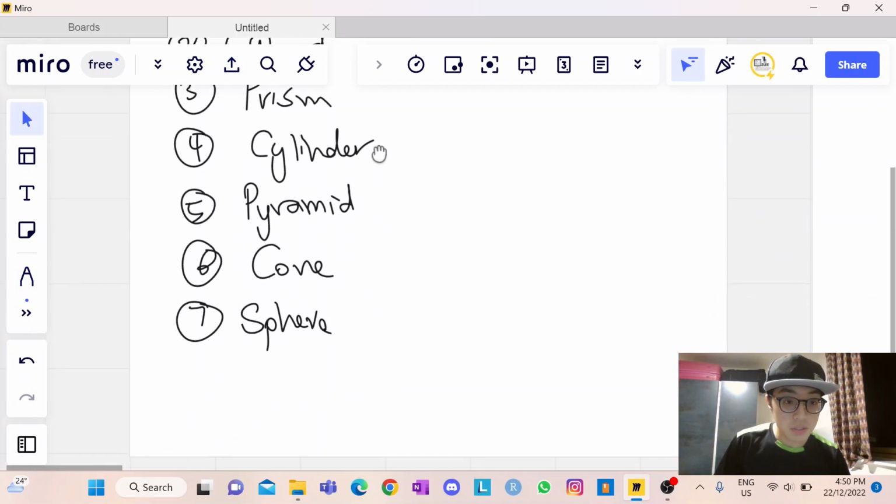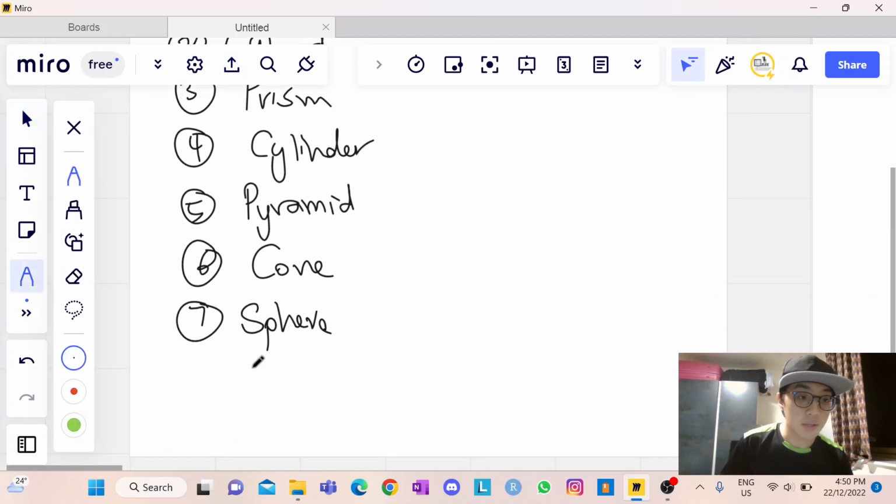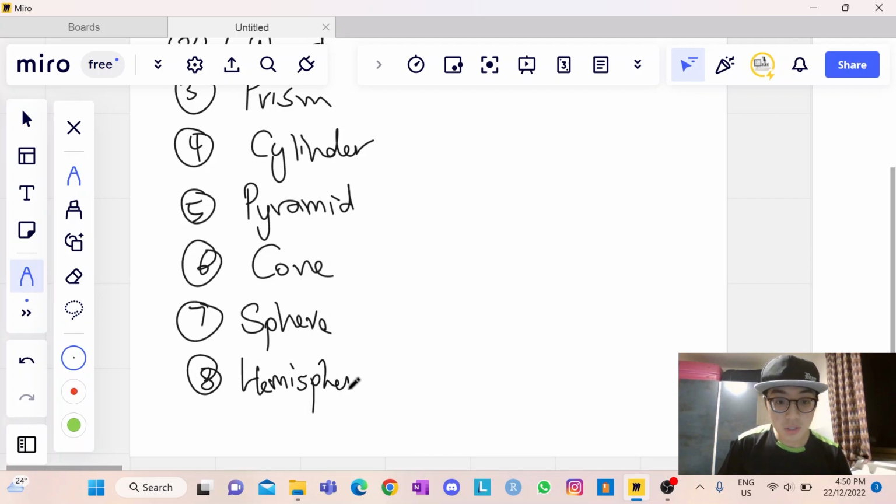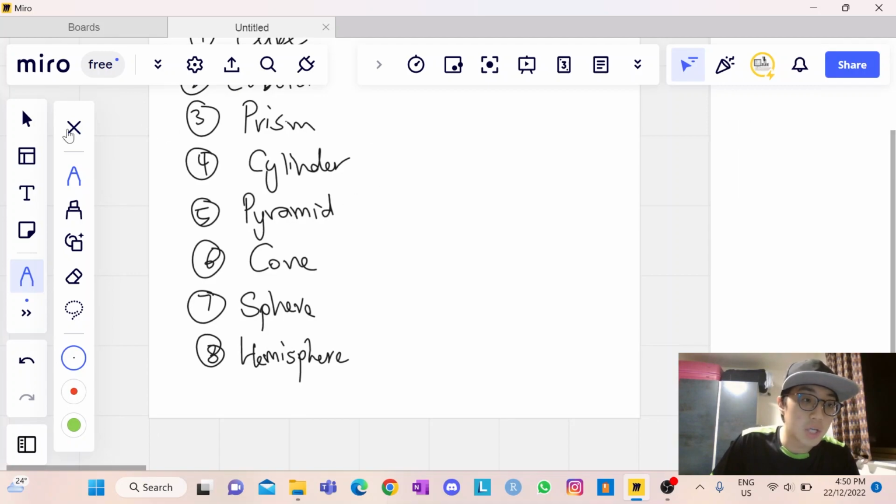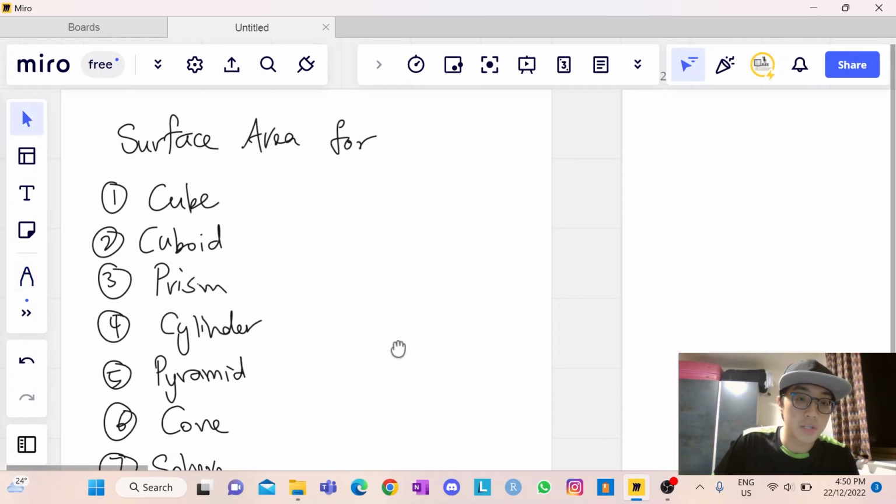Do I still have space down there? Alright, okay, and then I'll write the hemisphere here. Alright, so there are quite a lot of things to cover in this video. We have a total of 8 shapes to cover about their surface area.